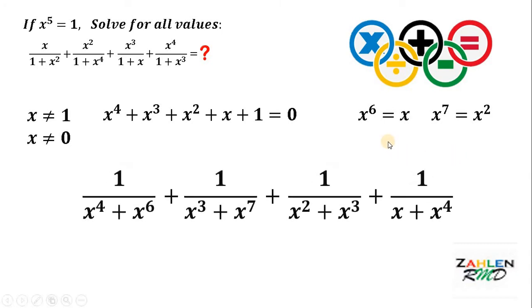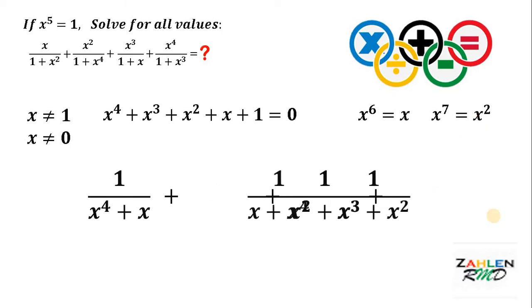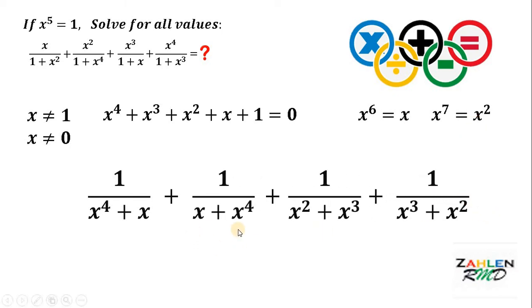Next, we said that x raised to 6 equals x. Therefore, x raised to 6 must be equal to x. And this x raised to 7 must be equal to x squared. Now, let's rearrange some terms, like this. Now, x plus x to the fourth power is the same thing as x raised to the fourth plus x. And x squared plus x cubed is the same thing as x cubed plus x squared.